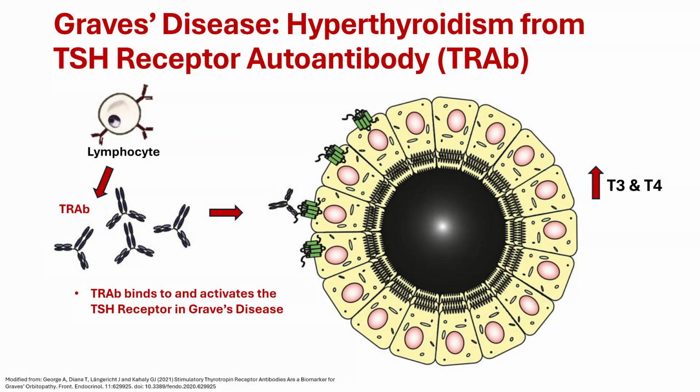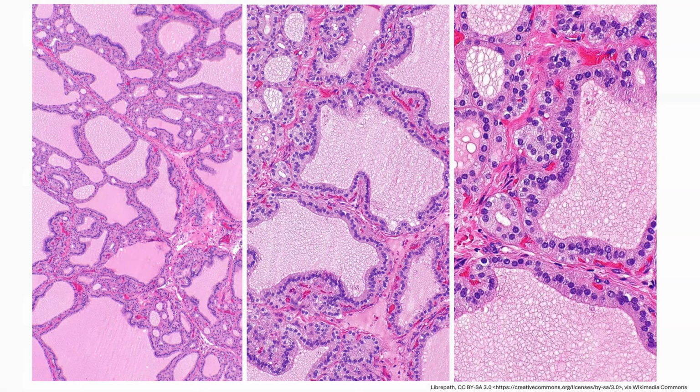The most common cause of hyperthyroidism is an autoimmune disorder known as Graves' disease. In this condition, the immune system produces TSH receptor autoantibodies. These antibodies mimic the action of TSH. This leads to excessive production of T3 and T4. Here we see the effects of Graves' disease on the histology of the thyroid gland. Follicles and follicular cells are enlarged as their activity is increased.